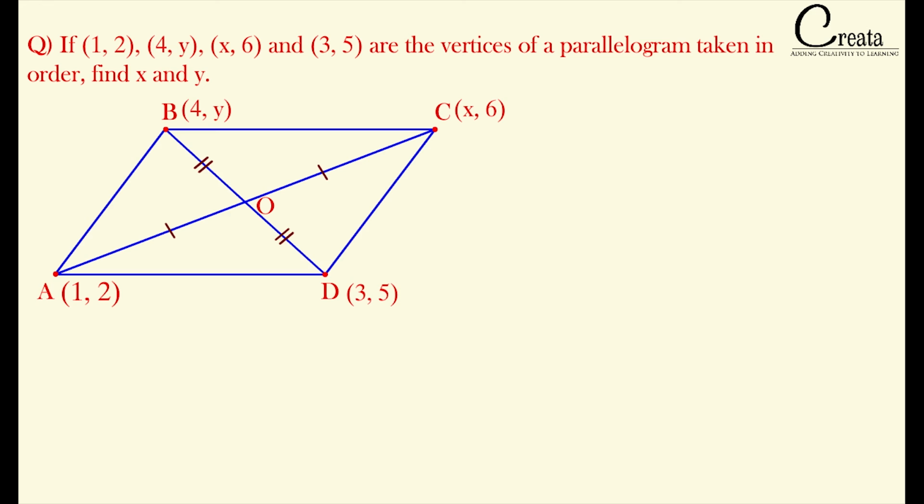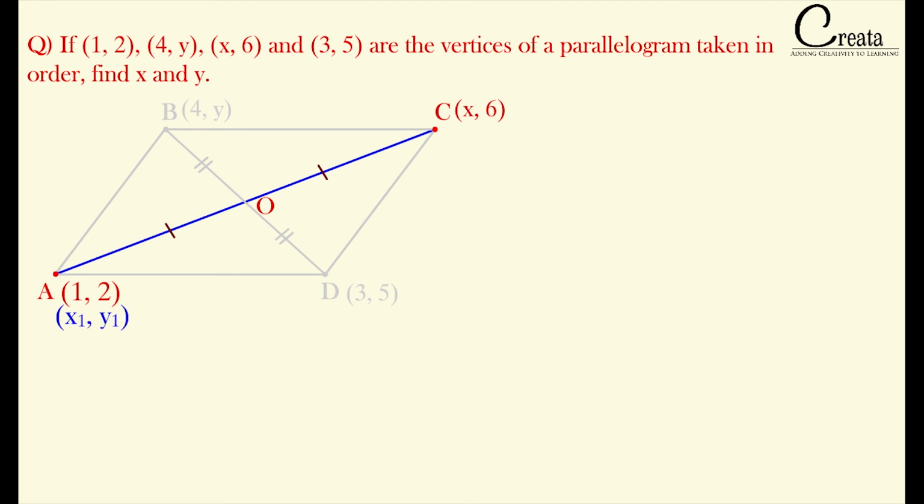So firstly, let's take the diagonal AC. Here let's assume x1, y1 as the coordinate A and x2, y2 as the coordinate C. Here the point O is dividing this line segment into the ratio of 1 is to 1. O is the midpoint of AC. Means M1 is to M2 will be equal to 1 is to 1. That is, M1 is 1 and M2 is also equal to 1.